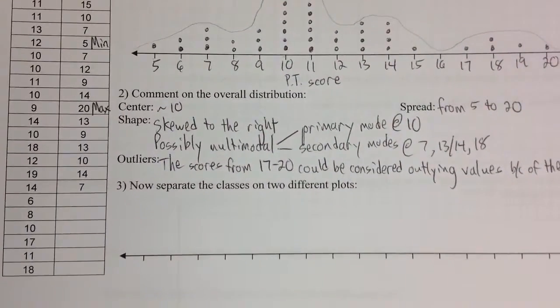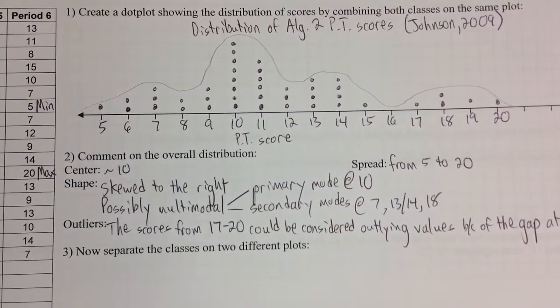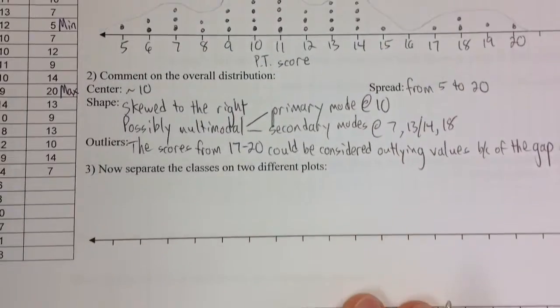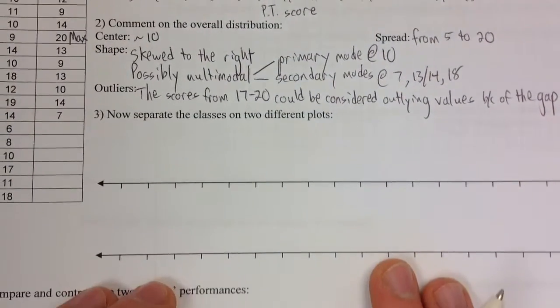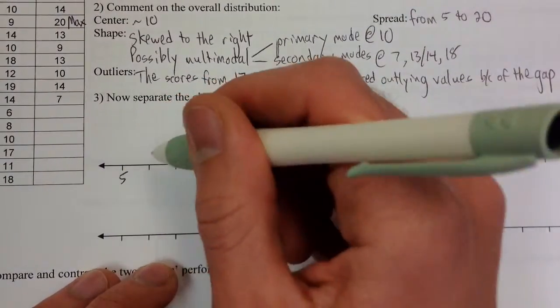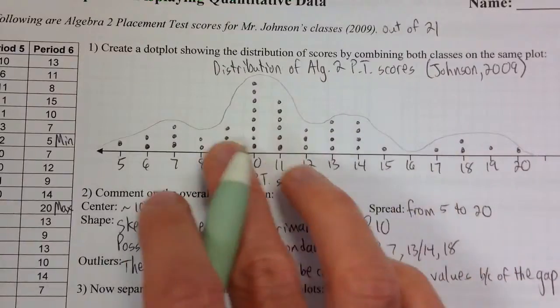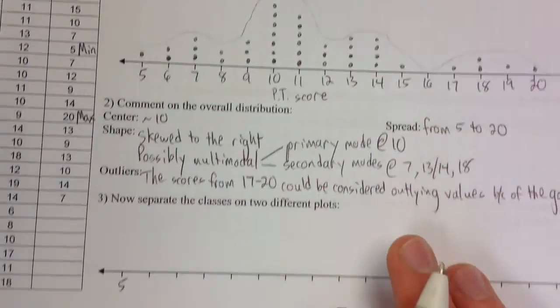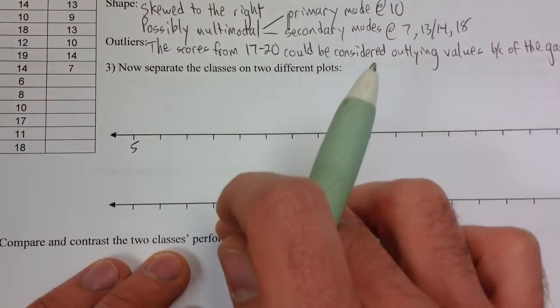Good, moving on. Now we're going to compare the two classes, see if they're any different. When you're comparing two distributions, you want to make sure that your scale is the same. It doesn't have to be the same as this aggregate graph. It just has to be the same vis-a-vis all the comparative graphs.